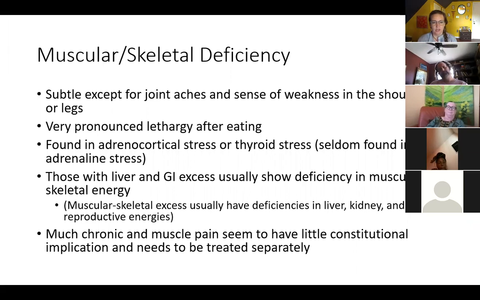Those with liver and GI excess usually show deficiency in musculoskeletal. So musculoskeletal excess will usually have deficiencies in liver, kidney, and reproductive. I might come back to that. And much chronic and muscle pain seems to have little constitutional implication, and that should be treated separately. Yeah, because there could be different reasons for that.